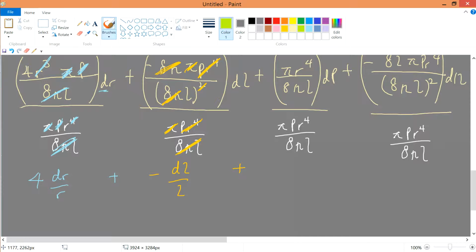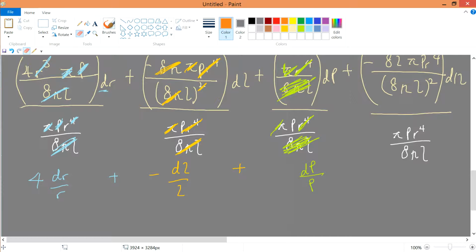Anyway, so now I cancel again. 8nl cancels. r^4, I know that they are the same, I cancel. Pi, I cancel. Now I am left with 1 over 8, this is 1 over 8 dp over p. This is pretty much that, my fault. This 8nl cancels with this 8nl, so it is totally cancelled. Never mind, let's just remove this. Okay, so I have this thing over here.